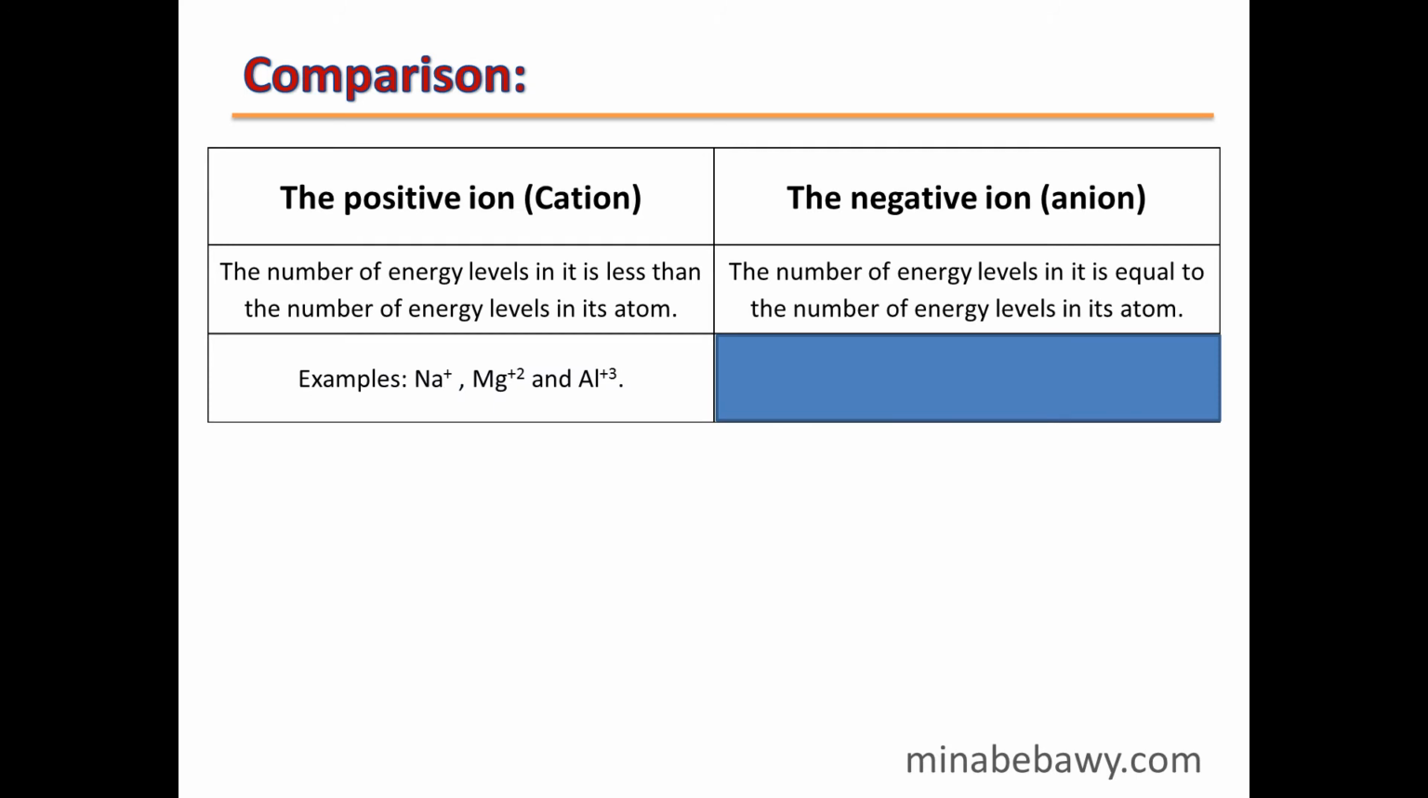Examples for positive ions are sodium positive 1, magnesium positive 2, aluminum positive 3. Examples for negative ions are chlorine negative 1, oxygen negative 2, phosphorus negative 3.